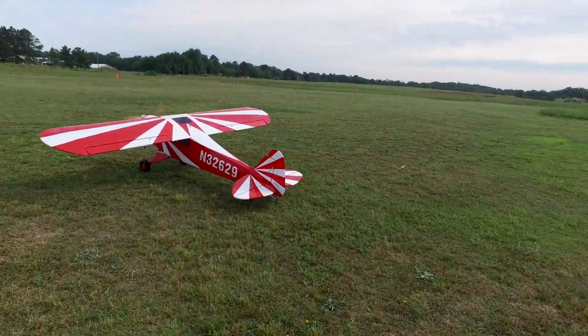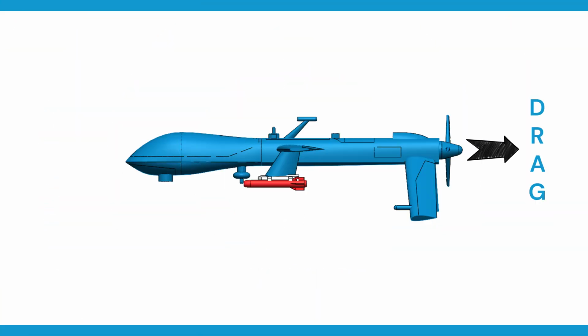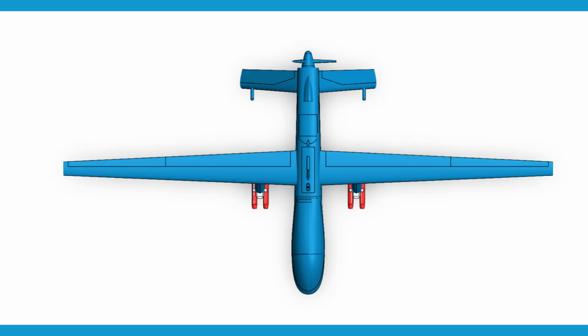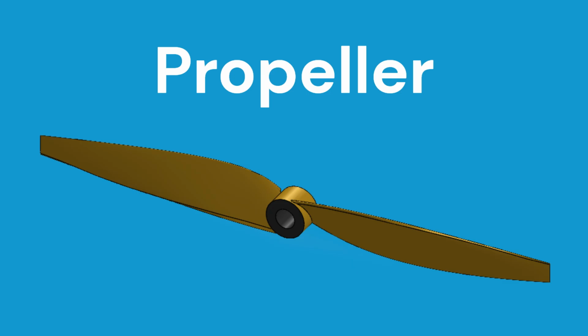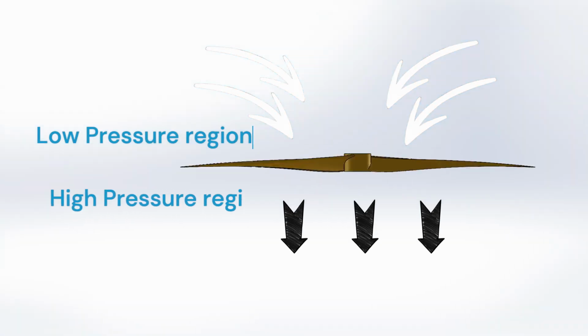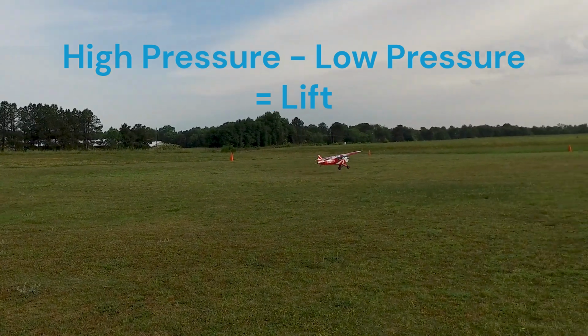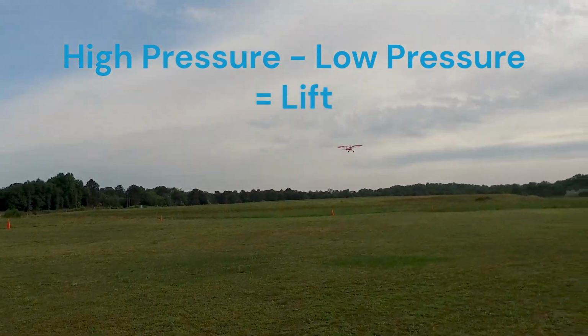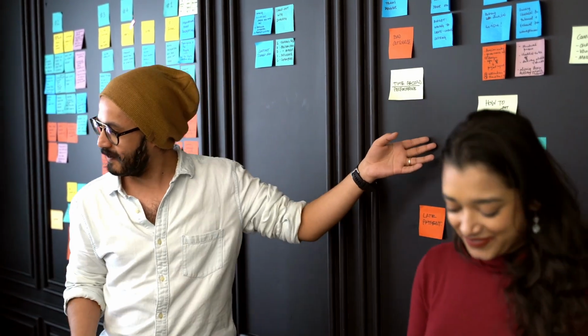The key to a drone's ability to fly lies in four main forces: lift, weight, thrust, and drag. Let's break down these forces. Lift is the force that pushes the aircraft upward, generated by the drone's propellers or a wing. When the propellers spin, they create a difference in air pressure above and below them. This difference in pressure lifts the drone into the air. We'll dive into detail in future content. So for now, let's keep it simple.